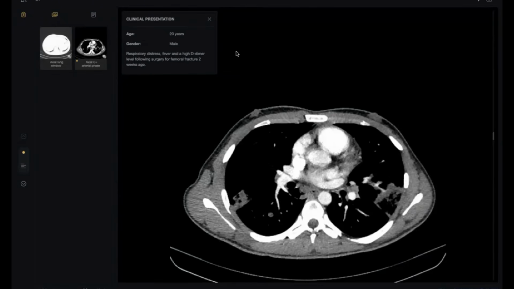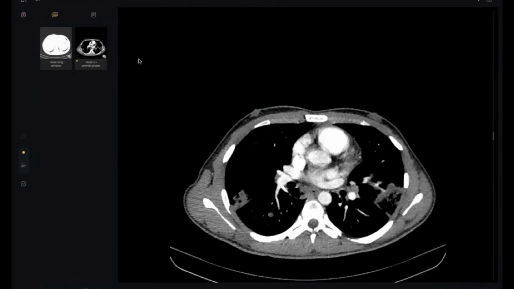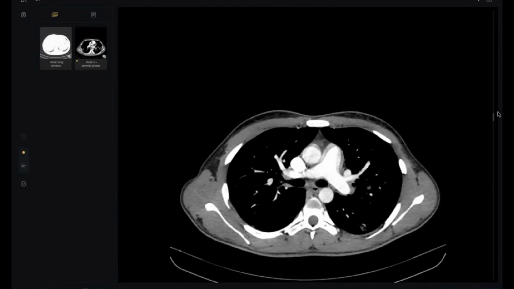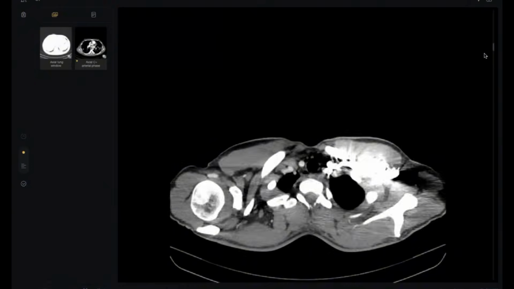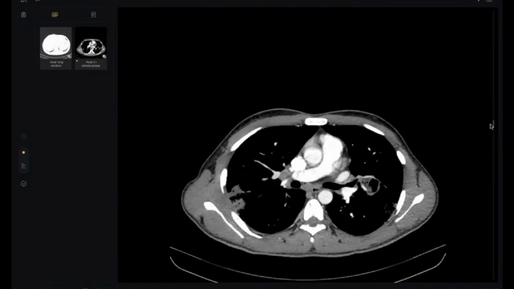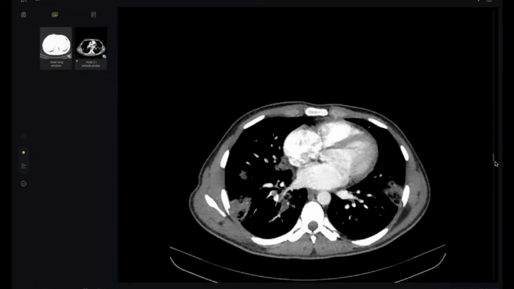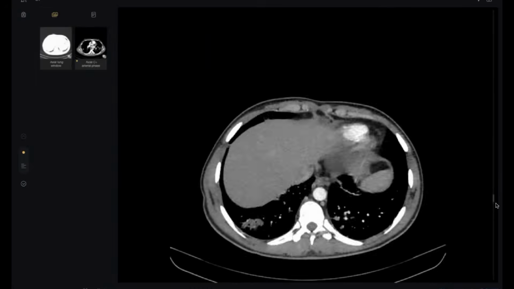A 20-year-old male patient presented with respiratory distress and high D-dimers. May I request the control? Okay, so I am presented with the axial CT chest post contrast of a 20-year-old male patient who presented with respiratory distress. This is a mediastinal window. Sir, will you please scroll? I just want to look from top to bottom, and then we'll comment.